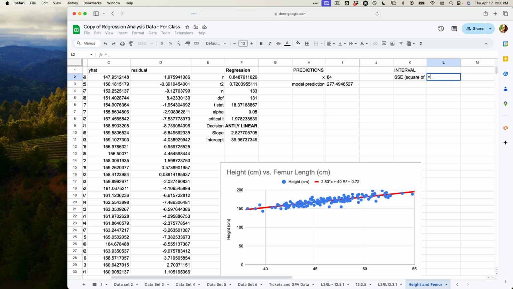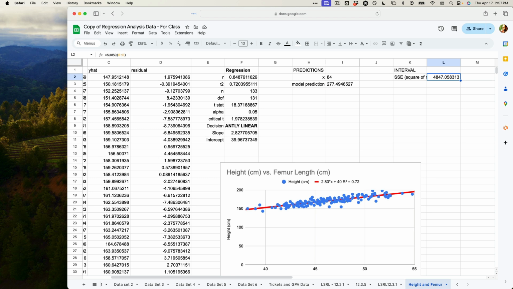There's a function in Sheets, we used it in the past, called sum squares. It takes a column, squares each value, and then sums it up. And I'm going to choose this one, D. So that's the sum of the squares.